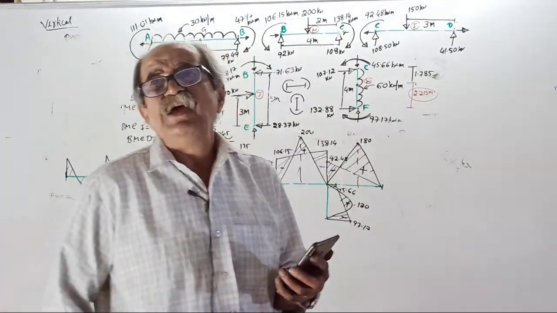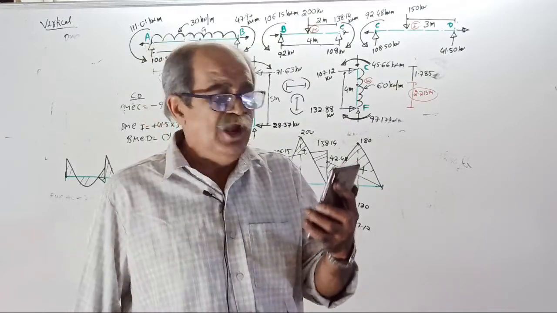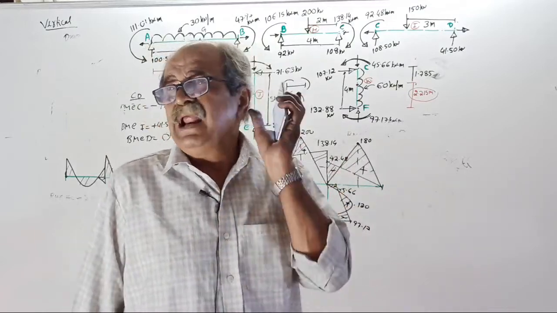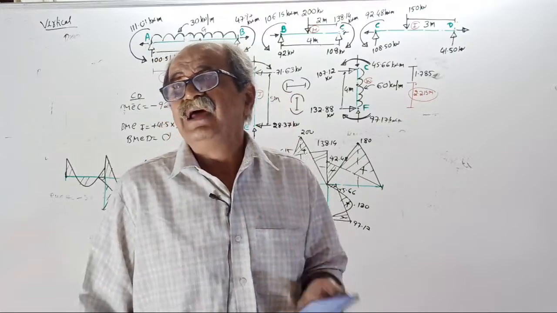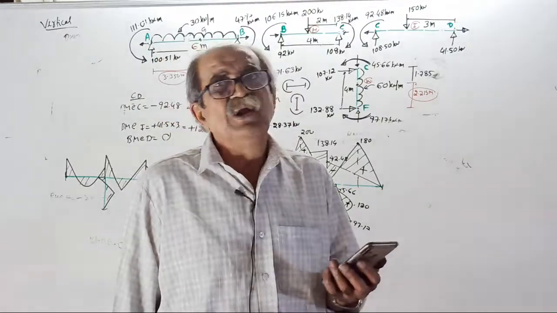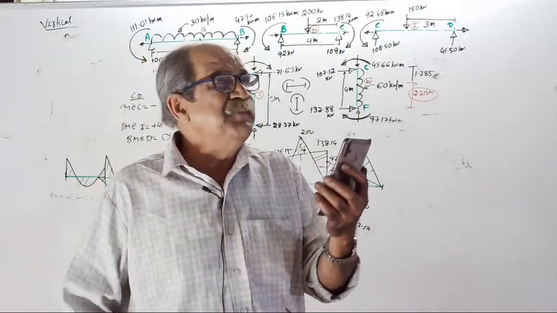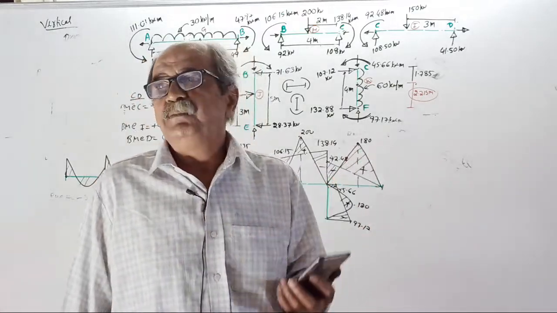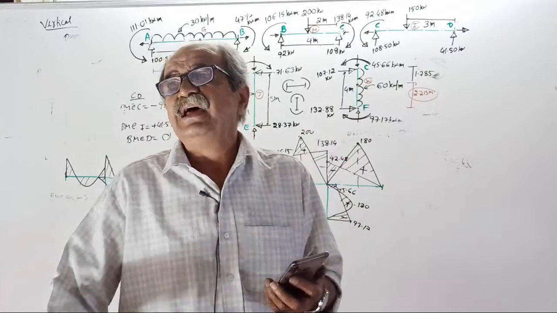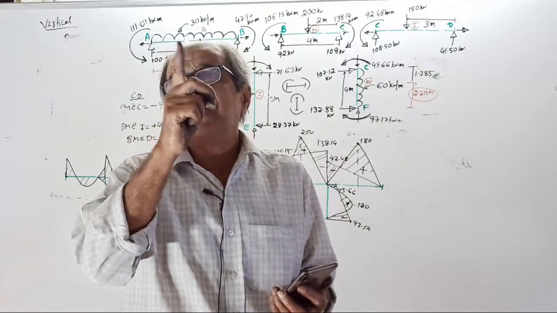Which BMD gives you a full idea of the bending moment variation? The superimposing principle or the BMD drawn on the tension side? The BMD drawn on the tension side gives you the correct idea.